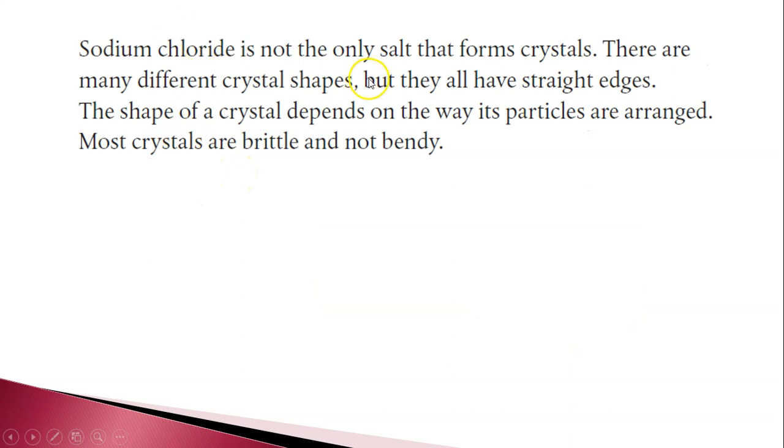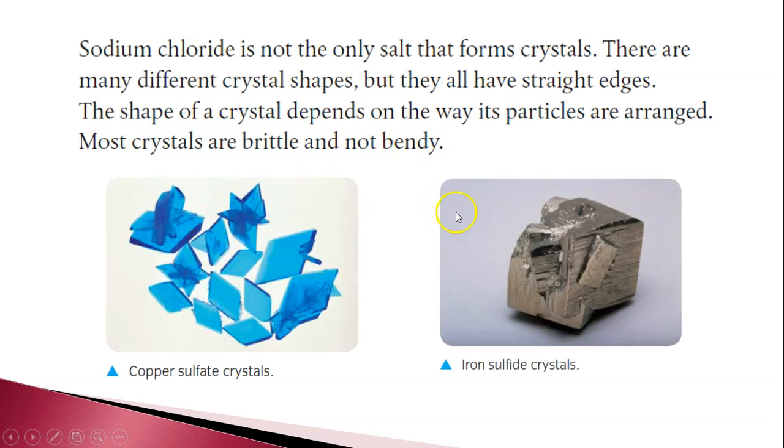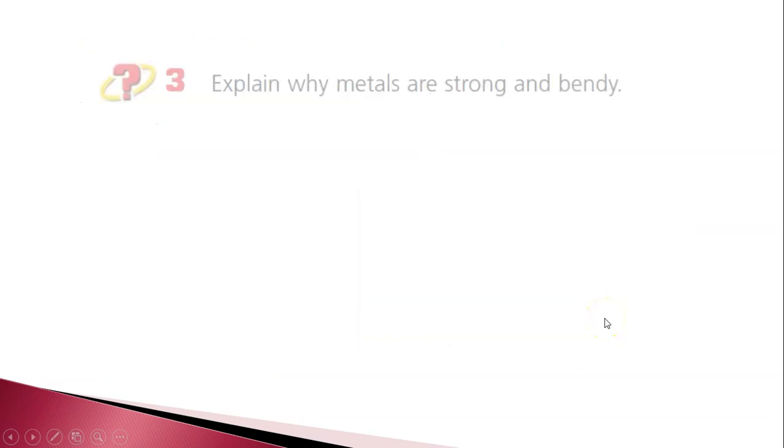Sodium chloride is not the only salt that forms crystals. There are many different crystal shapes, but they all have straight edges. The shape of a crystal depends on the way its particles are arranged. Most crystals are brittle and not bending. Brittle means it breaks easily, and they are not bending. These are some examples of crystals. This is a copper sulfate crystal and this is an iron sulfide crystal.